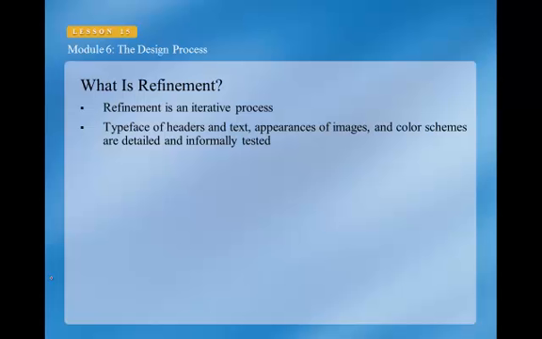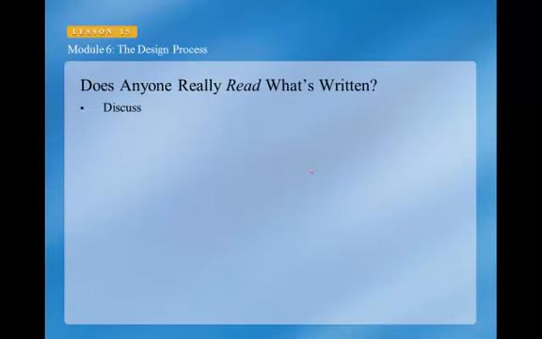If you remember from last time, we talked about the refinement process. And we looked at what refinement is, and it's an iterative process about looking at the typefaces, the headers, and text, the appearances of images, color schemes, and they are detailed and they are tested. So it's basically a rough draft.